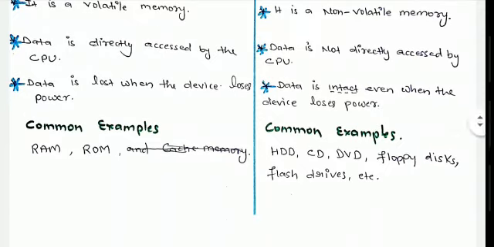Examples of primary memory: RAM, ROM. Examples of secondary memory: hard disk drives, HDD; CD, compact disc; DVD, digital versatile disc or digital video disc; floppy disk, flash drive, etc. These are the examples of secondary memory.